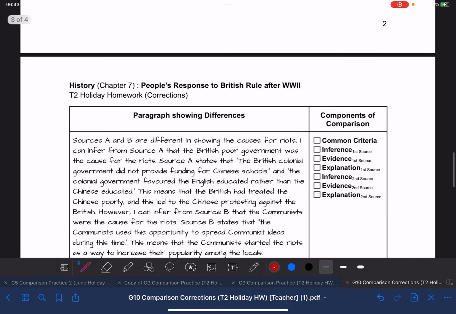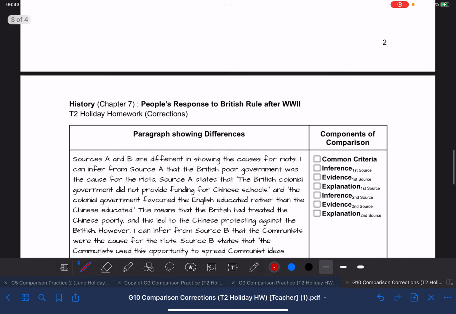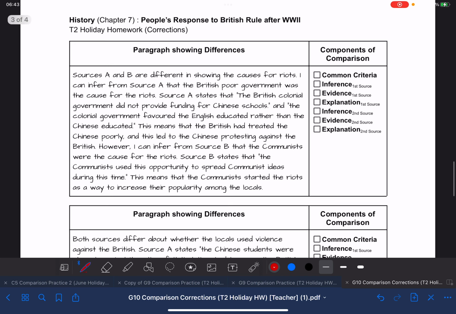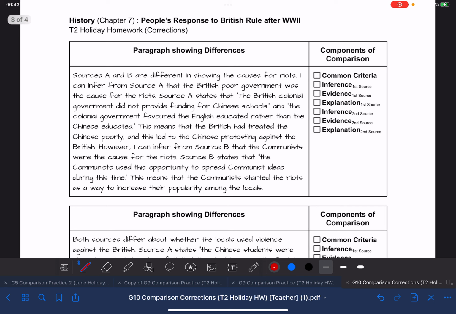Now, let's move on to the difference paragraph, because remember when we study sources A and B, there could be similarities and there could be differences. So now I'm going to show you how I mark this example, and then after which you guys are going to practice marking using this example. Let's look at this first example. Sources A and B are different in showing the cause for the riots.